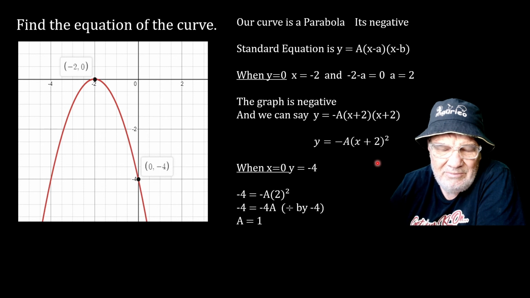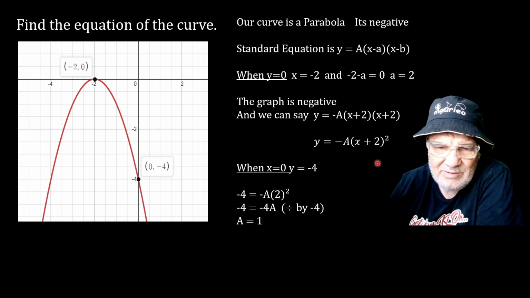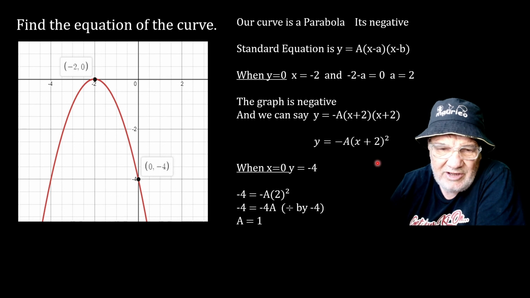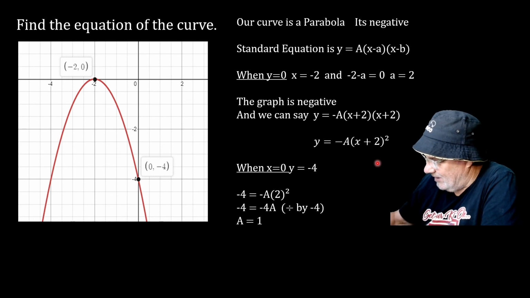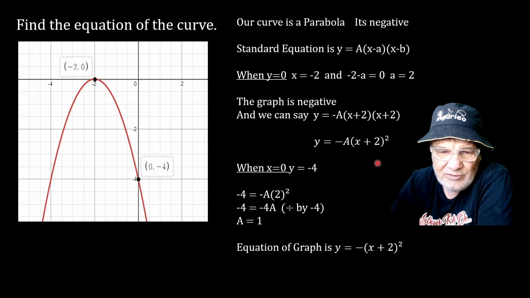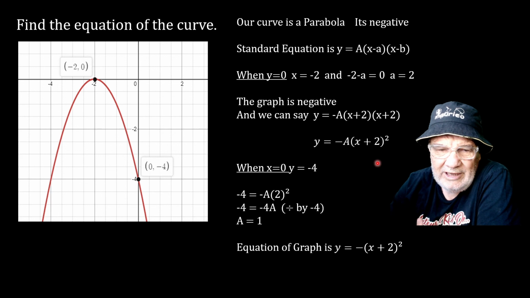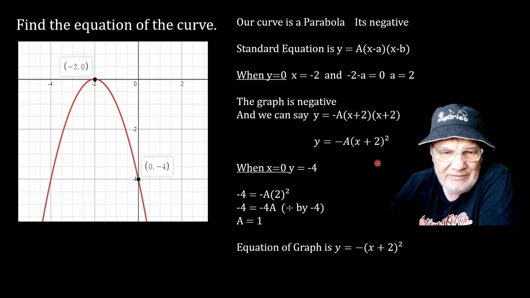But if you had omitted the negative and just had y equals a(x plus 2) squared, you'd get a equals negative 1. But you'd still end up in the same place. You'd still end up with the equation of the graph as y equals negative (x plus 2) all squared. And that's what that graph is.